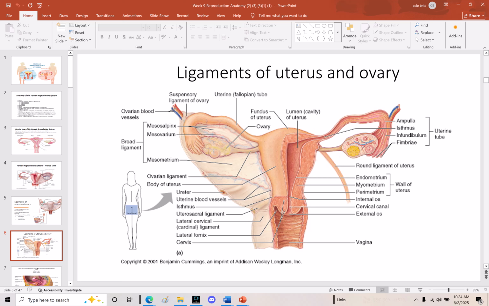The cervix actually projects into the vagina in a cobra shape. So if we were looking around it, there would be an anterior fornix, lateral, and posterior. Same, it goes all the way around. Now here we have the internal and external os.